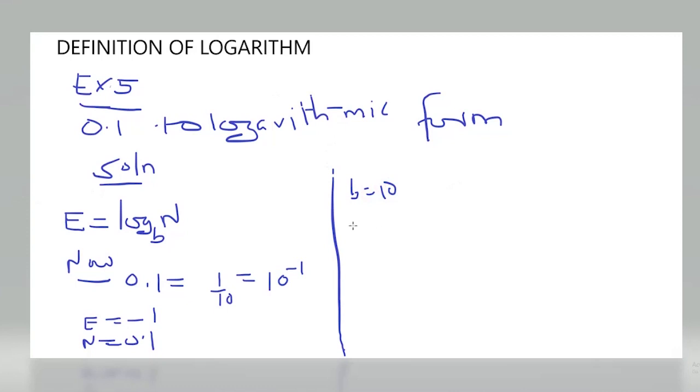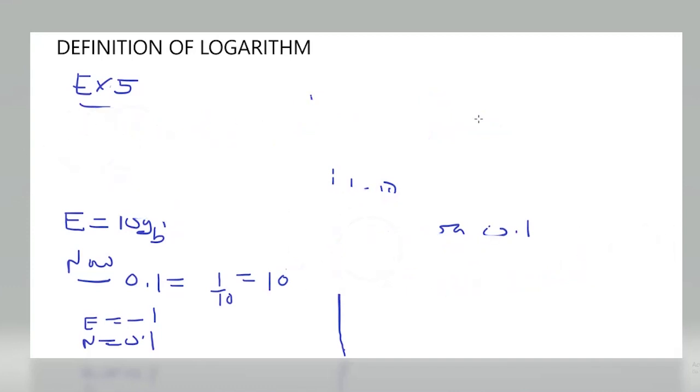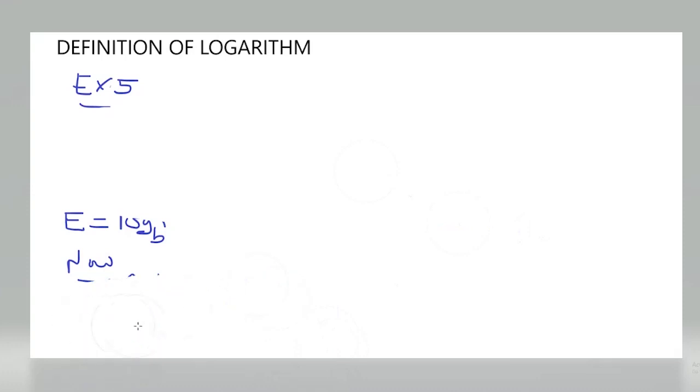Now I can write the logarithmic form of this exponential form: exponent, which is negative 1, is equal to logarithm of the number, which is 0.1, to base 10. This is how you can find the solution of that question. Now I am going to give you another example. Sometimes you can be given a logarithmic expression and told to find the value of that letter.